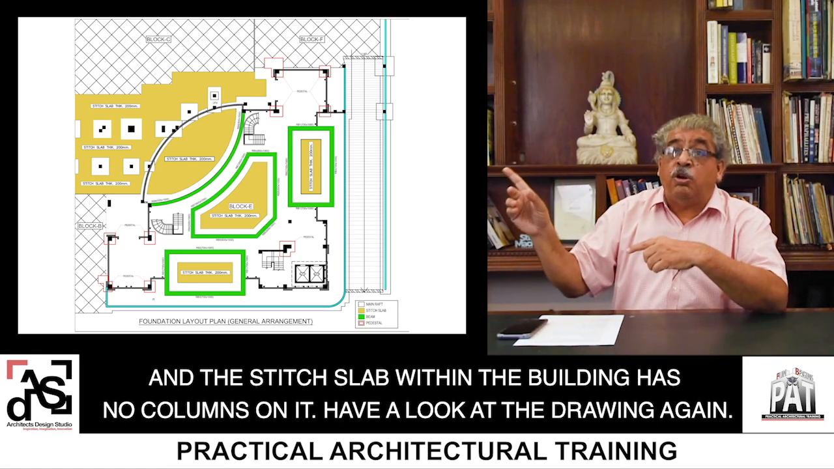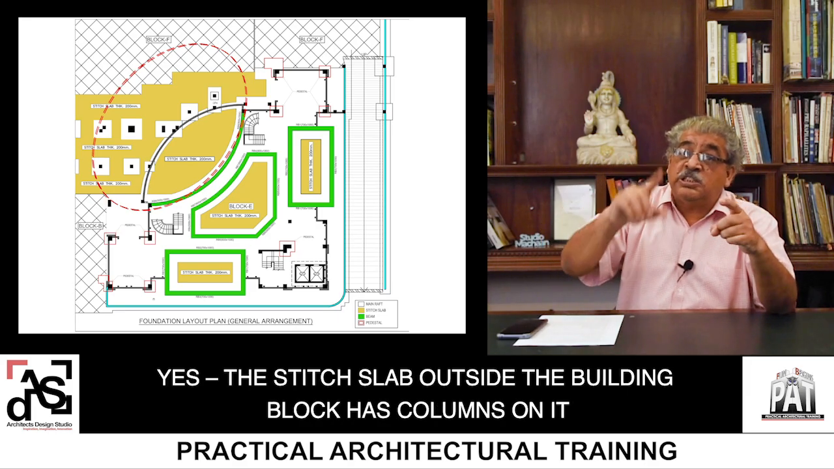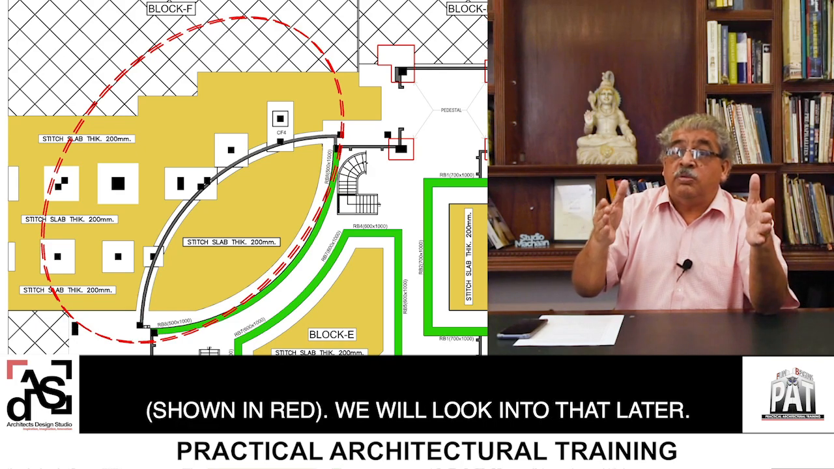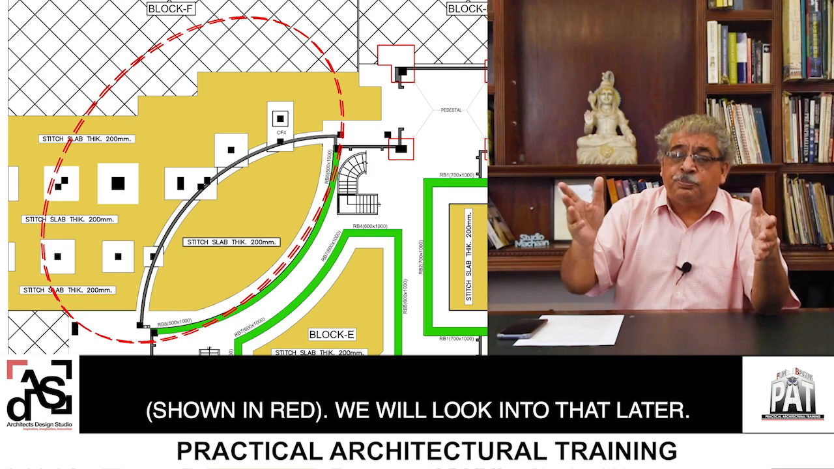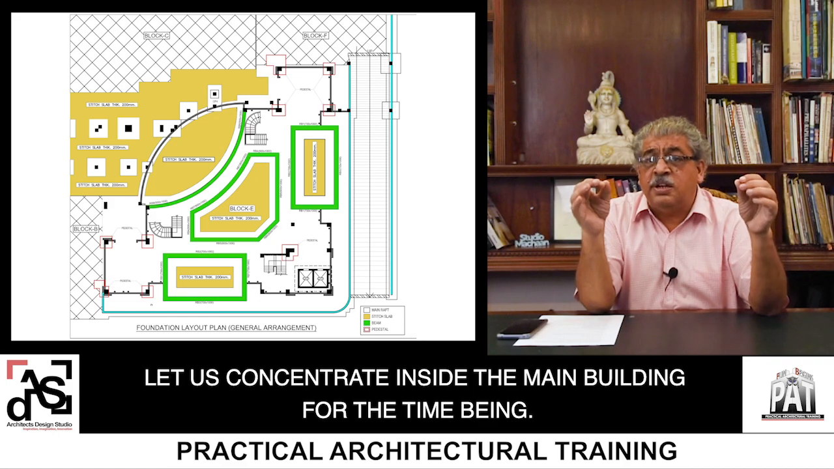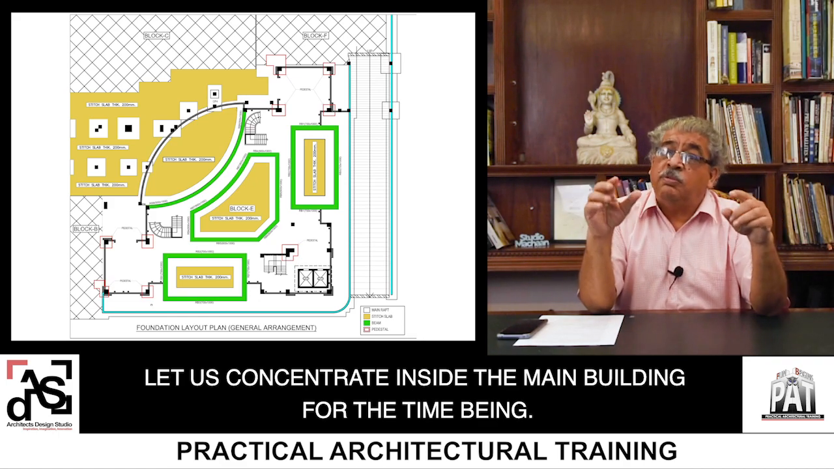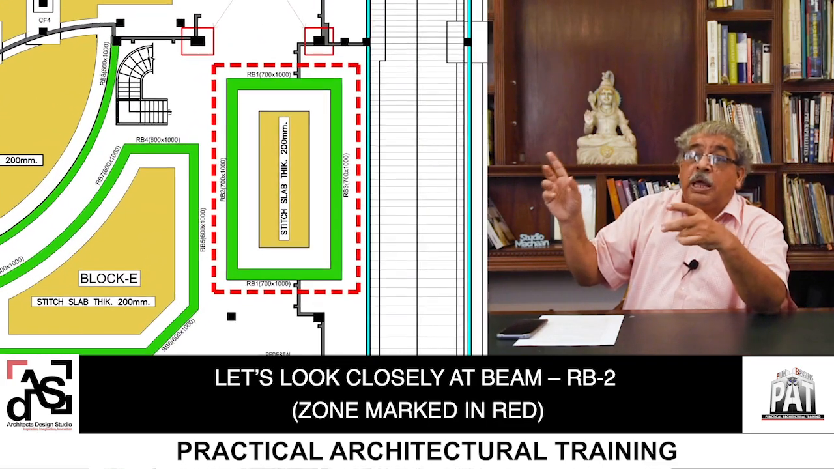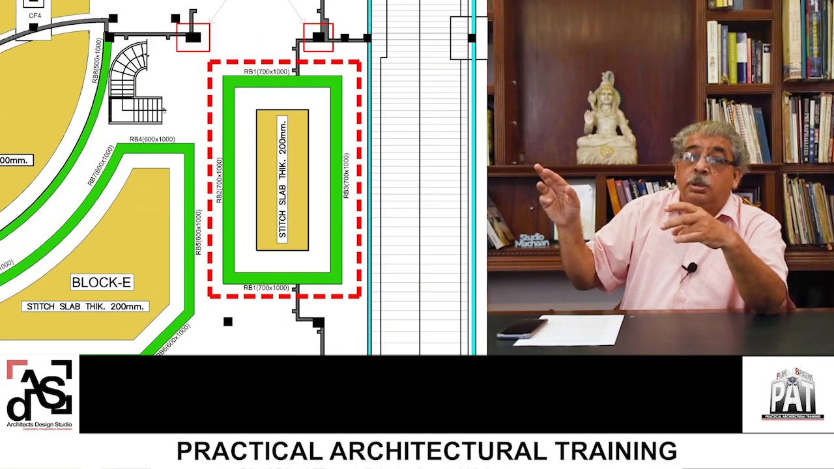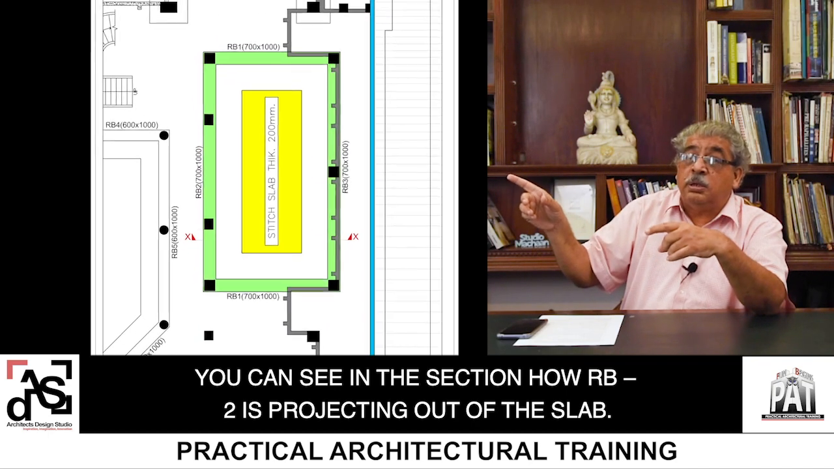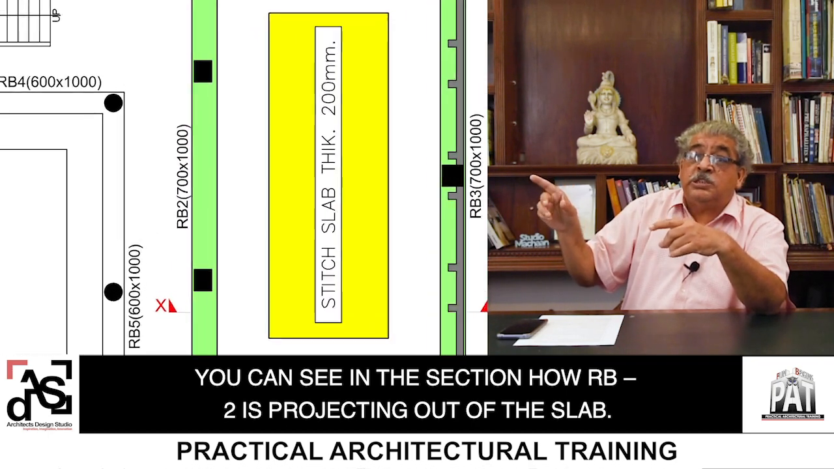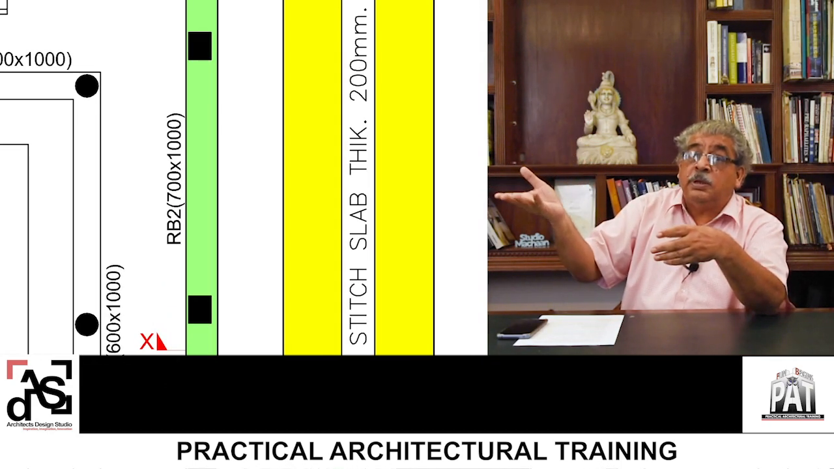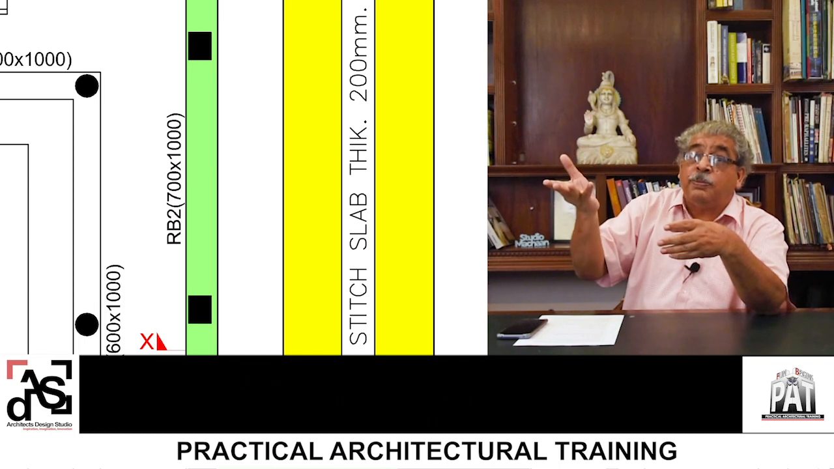Have a look at the drawing again. Yes, the stitch slab outside the building has columns on it. We will look into that later. Let us concentrate inside the main building for the time being. Let's look closely at beam RB2. You can see in the section how RB2 is projecting out of the slab. Have a look at the section. It is projecting out of the slab.